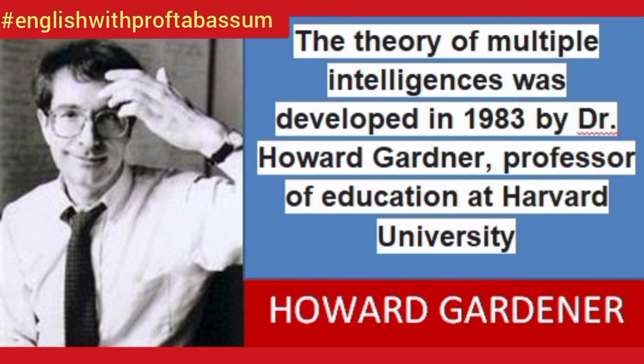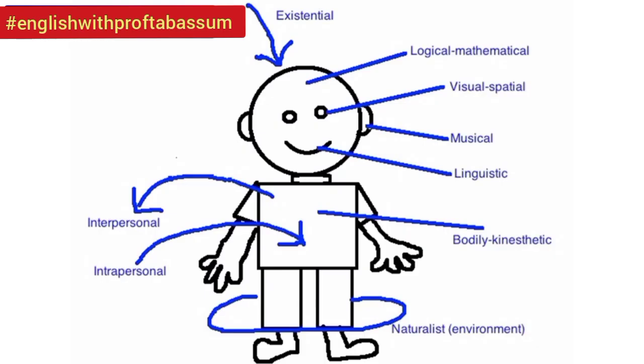Now, why is Howard Gardner's multiple intelligence theory so important? It is important because it has an impact on how we think about human intelligence. Now look at this picture. This picture symbolizes the different intelligences we have. This picture represents different intelligences.